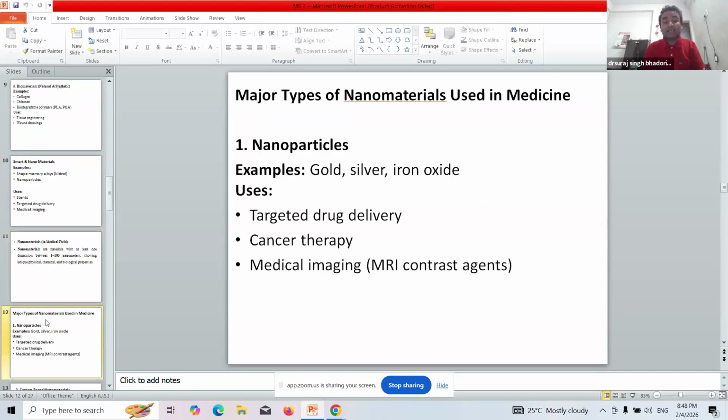The next is the major types of nanomaterial which are commonly used in medicine. These are gold nanoparticles, silver nanoparticles, and iron oxide nanoparticles. These are the commonest examples of nanoparticles. Okay, arsenic nanoparticles.